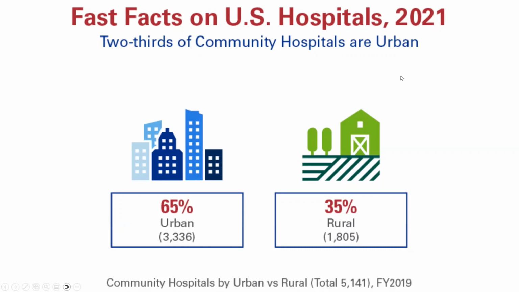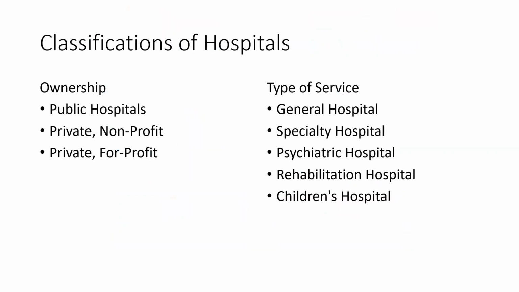2/3 of community hospitals are urban, only 1/3 are rural. So the US population is mostly an urban population. And we take some efforts, and we'll talk about this in a minute, to make sure that hospitals continue to exist in the rural environment, even though most US citizens live in urban environments.